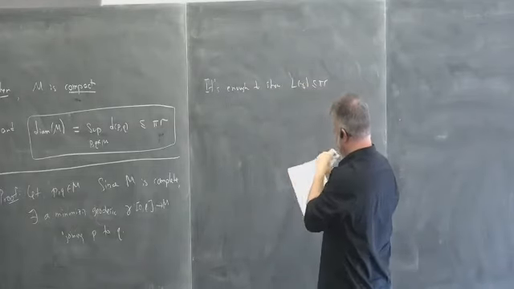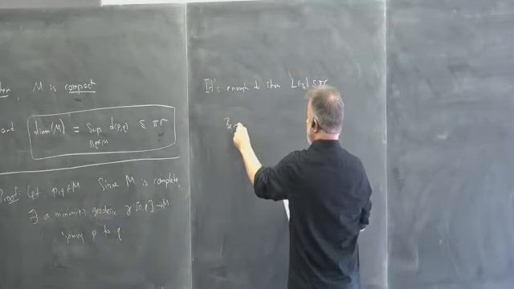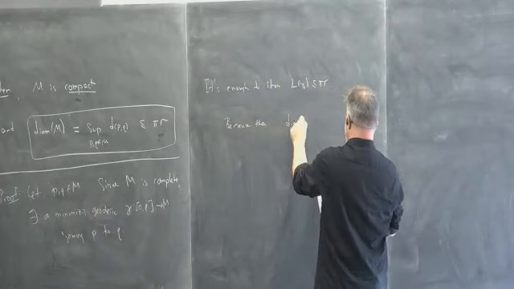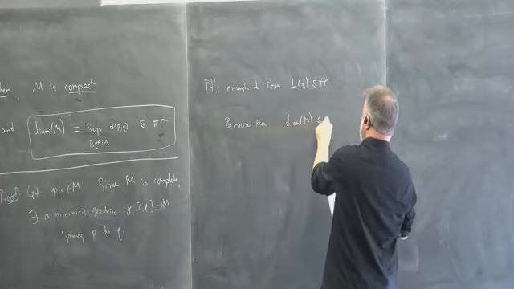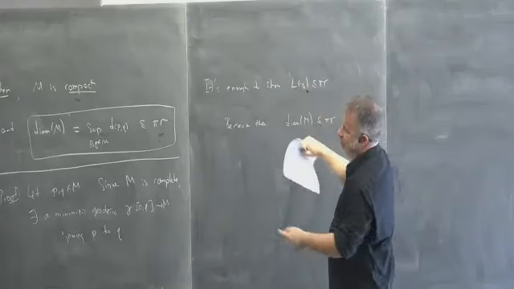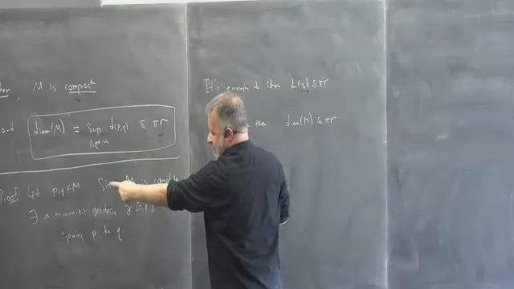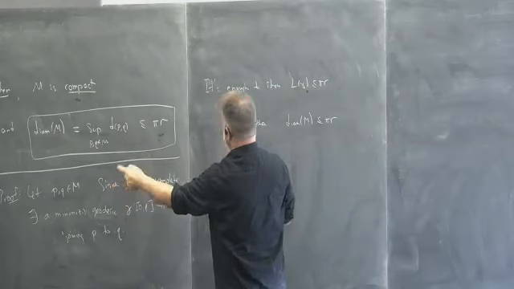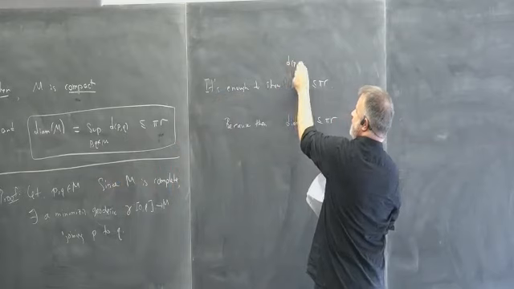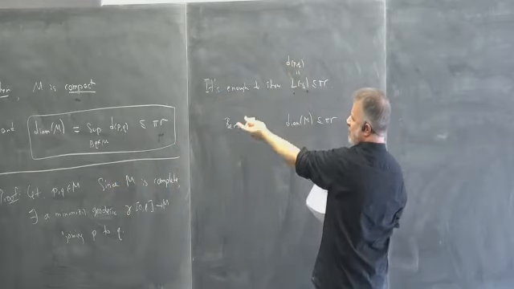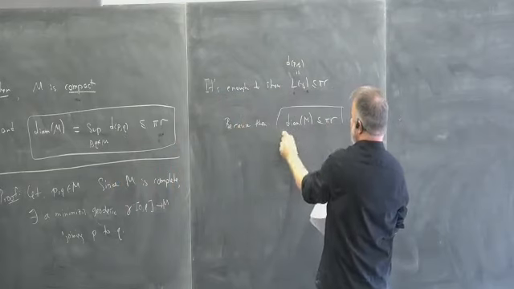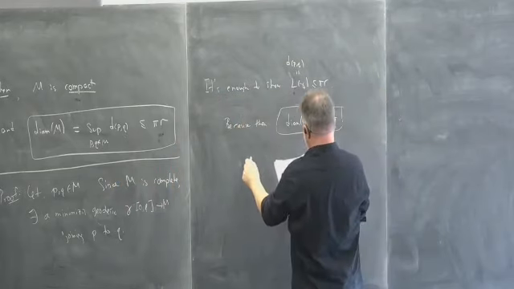Why is this enough? Because then the diameter of M is less than or equal to pi times r. So why is that? Because what is the diameter? It's the supremum of the distance. Since this is a minimizing geodesic between P and Q, the length of this is equal to the distance. So if I can show that for any P and Q, the length is less than or equal to pi times r, that implies the diameter is less than or equal to pi times r.